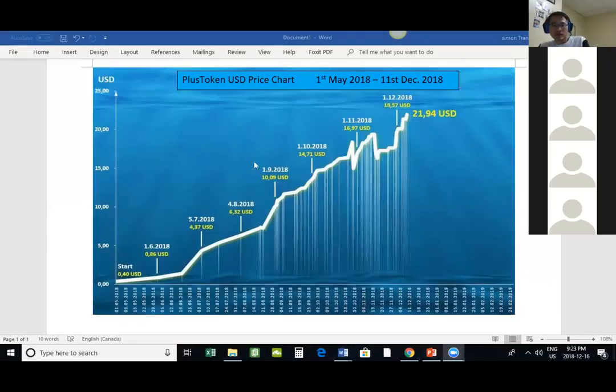Okay. So this is the Plustoken chart for the last 7 months. You can see on this chart, the Plustoken price still goes up and down, especially the last couple of months. Like for now, it went down, right? The all-time high is $22. Right now it's almost $20, $19.70. So why does the Plustoken price go up and down? First, the question is why did the Plustoken price go up so fast for the last 7 months?